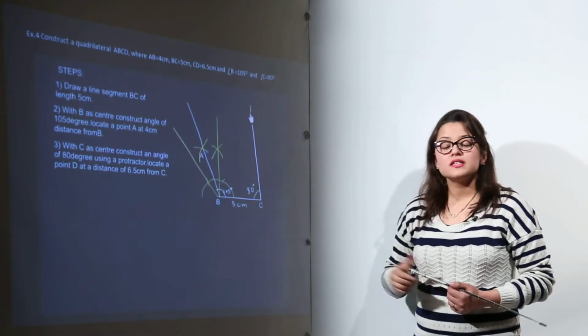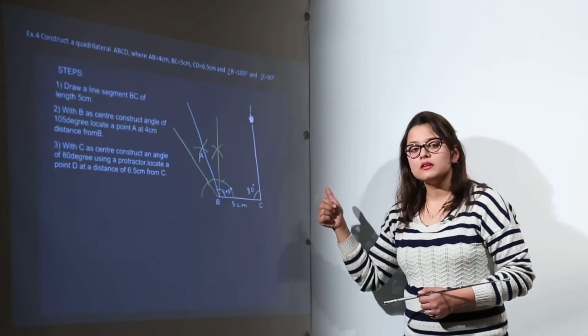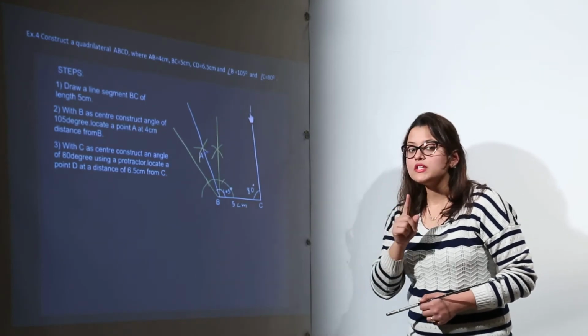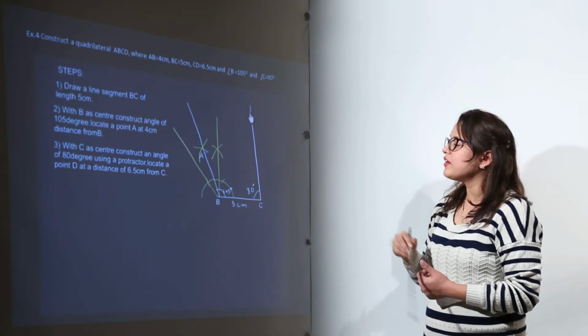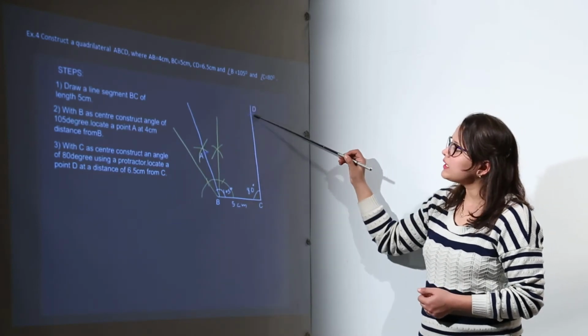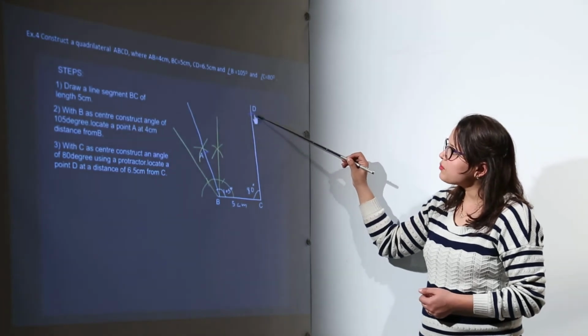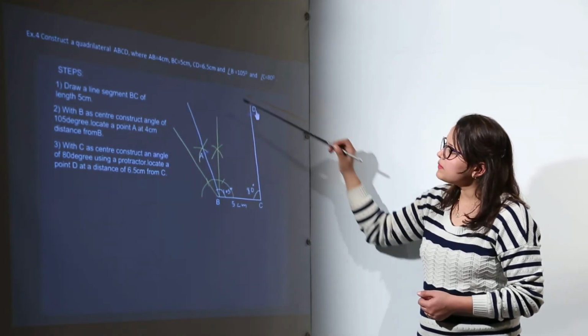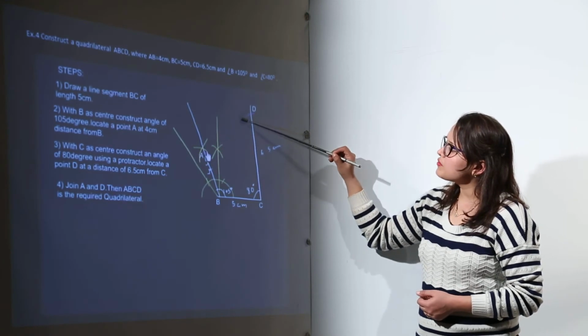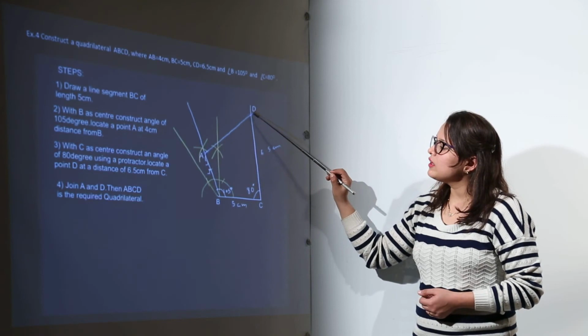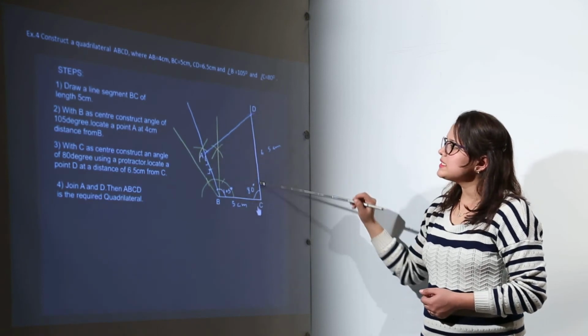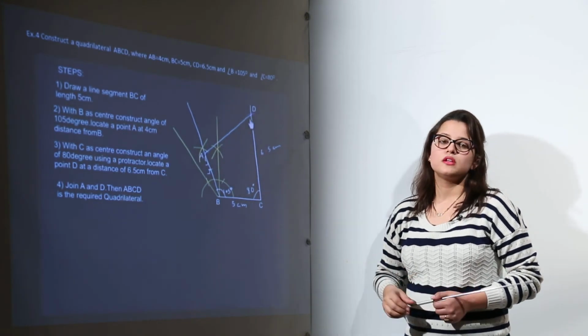As this is what helps in the construction, you should always make your rough sketch, because that always helps you in your construction. Because I have made the rough sketch, I know that my D point is going to lie on this point which is 6.5 centimeters from C. So I have cut an arc of 6.5 centimeters, getting the point D. Joining A and D will get me my required quadrilateral ABCD that I was required to make.